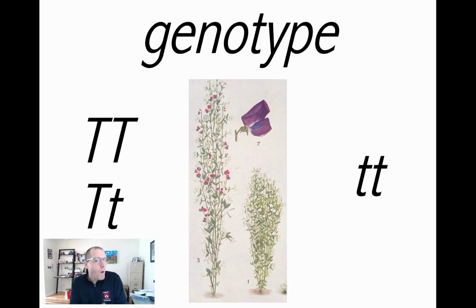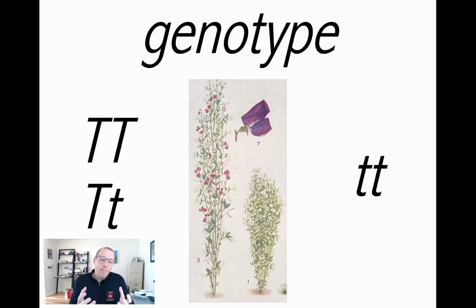Now the plant on the right, on the other hand, must have two little t's. That's the only way we can see the effect of the little t's. If we put a big T in there, so it was big T, little t, the plant would be tall. So if we see a plant that's exhibiting the phenotype associated with the recessive allele, we must know that there are two little t's in the case of the T gene here.